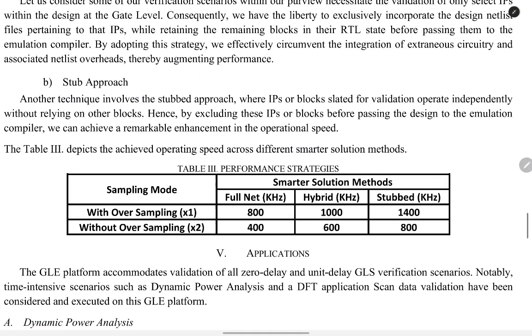Another technique involves the stub approach, where IPs or blocks slated for validation operate independently without relying on other blocks. Hence, by excluding these IPs or blocks before passing the design to the emulation compiler, we can achieve a remarkable enhancement in the operational speed.